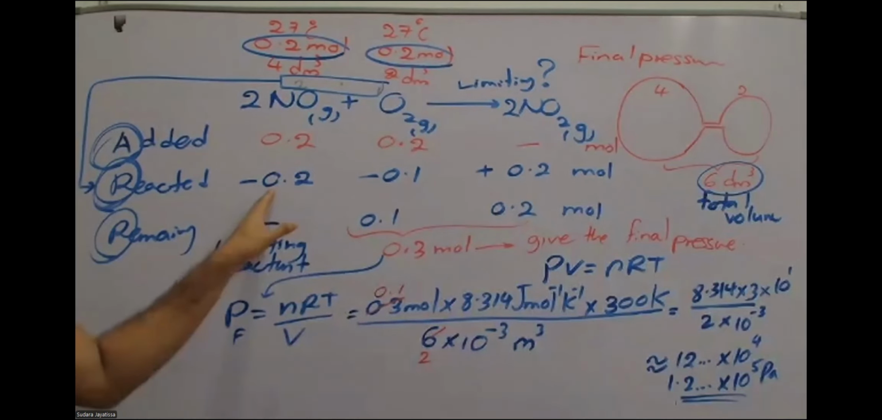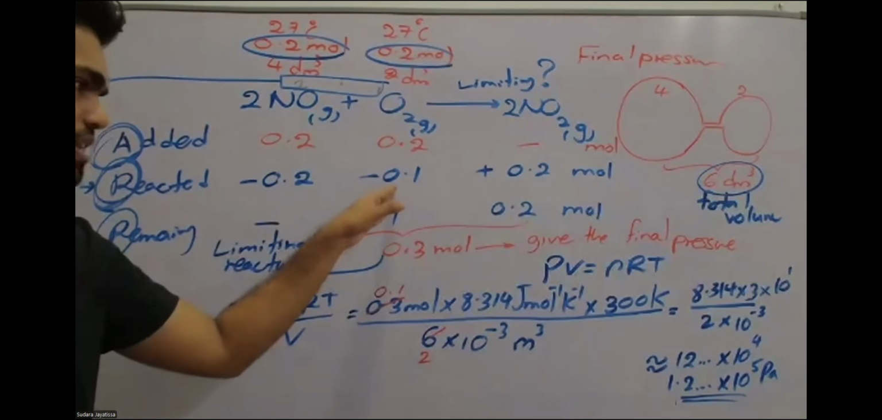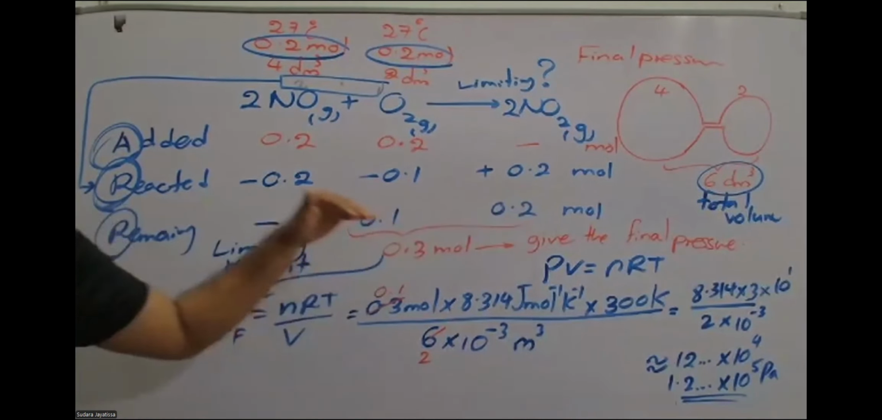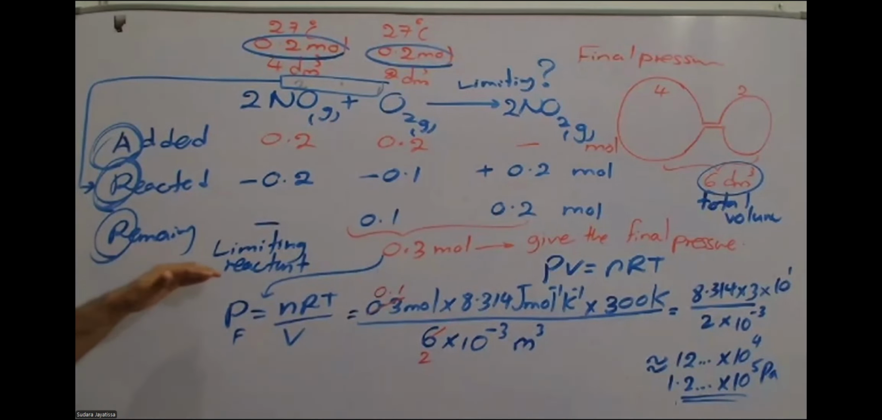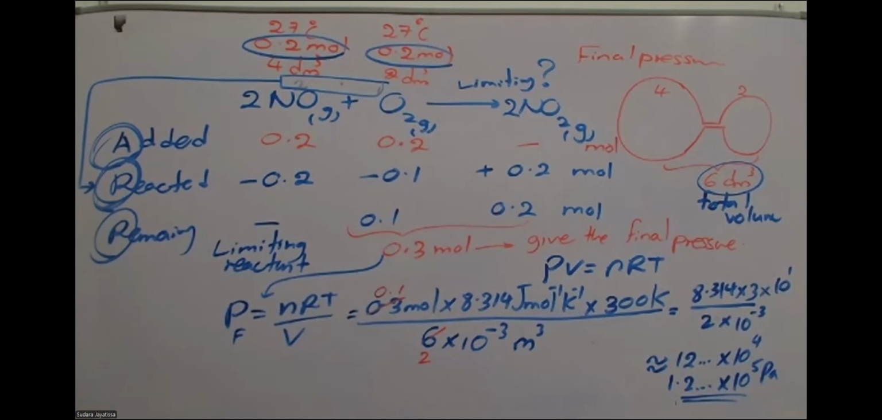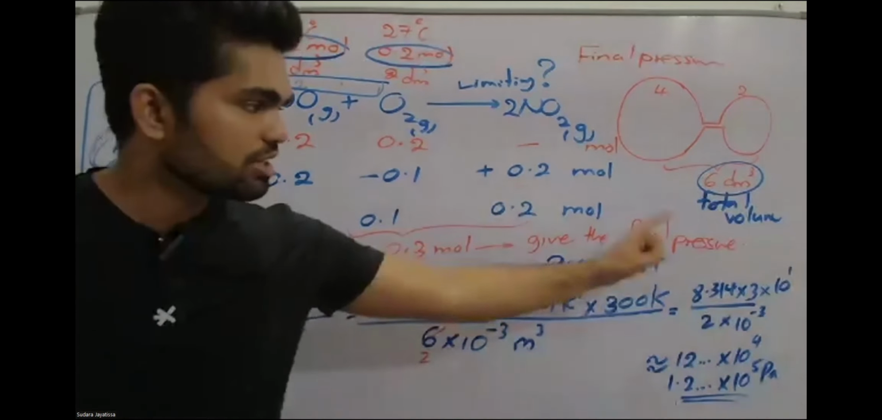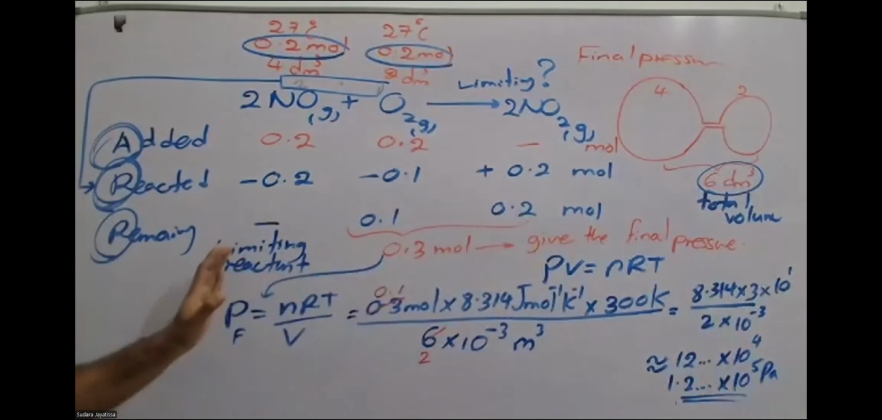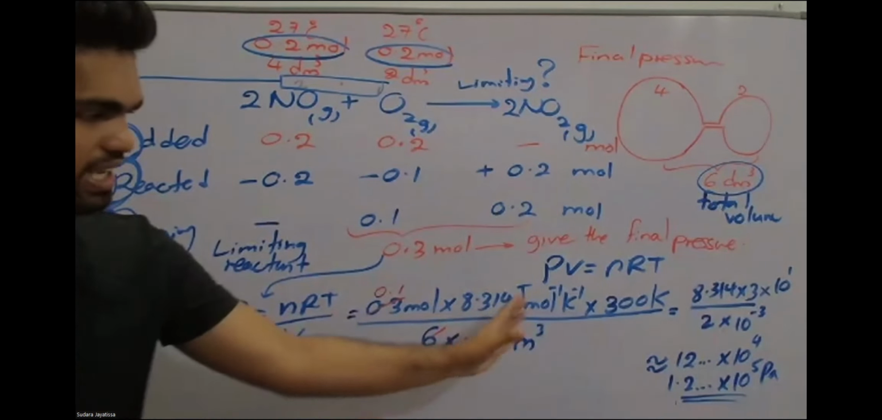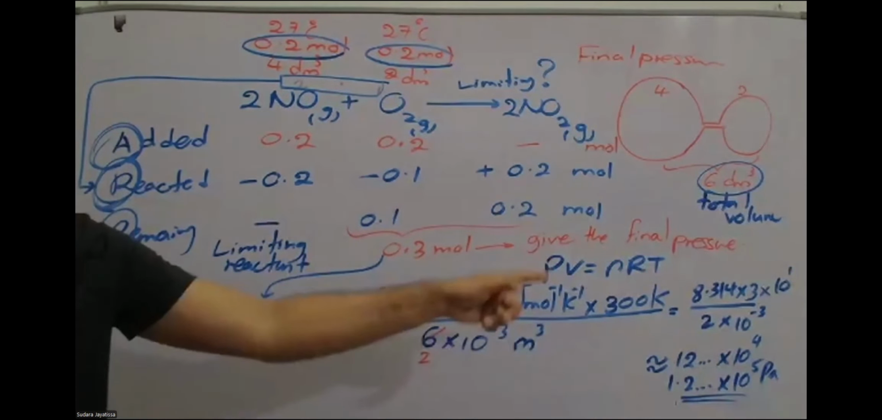You can write like this. And O2 only 0.1 will be consumed. And from NO, 0.2 will be formed. Then the remaining values will be 0.1 from here and 0.2 from here. So 0.3 total moles will be remaining. That will give you the final pressure. For that, you apply PV equals nRT. See how it is coming. Then you write like this, simplify. There you have the answer.